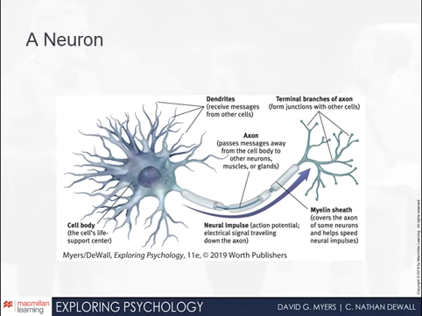Because electricity cannot flow across a gap, there needs to be another way for messages to be sent from one neuron to another. So basically that process is a chemical process. In the terminal branches of the axon, there are vesicles that contain chemicals or neurotransmitters. These neurotransmitters are released, travel across the gap, the synapse, and then land on dendrites of adjacent neurons.